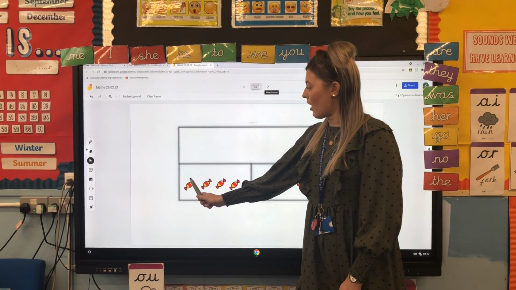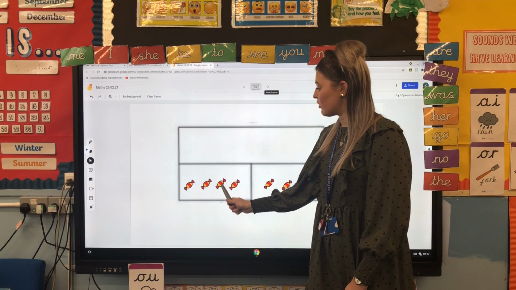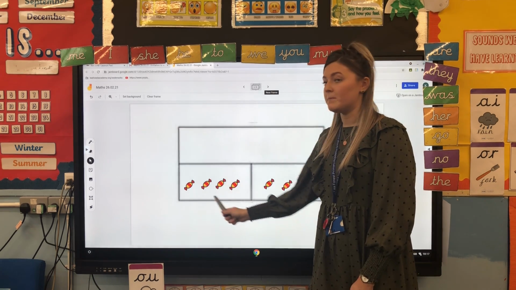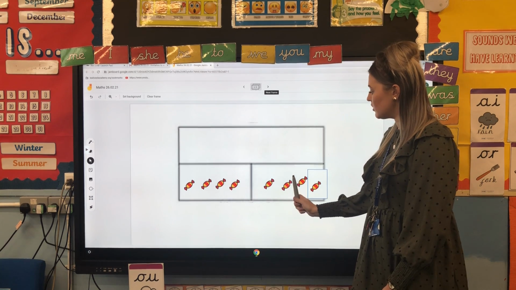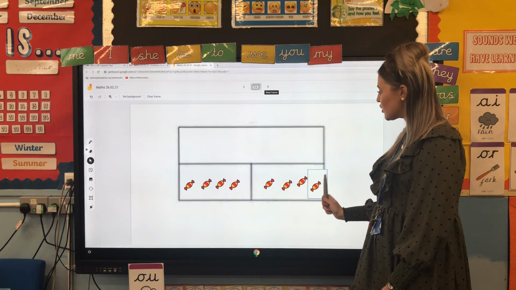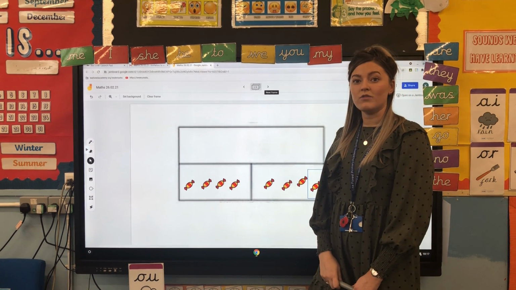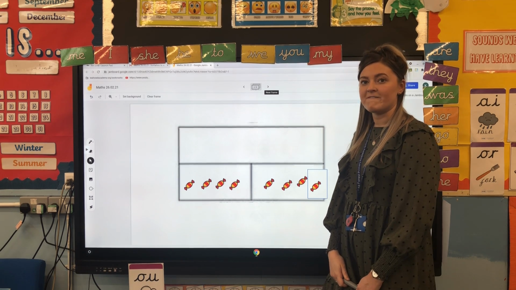In this group, I have 1, 2, 3, 4. I have the number 4. And in my second group, I have 1, 2, 3, 4. So I know that half of 8 is 4.